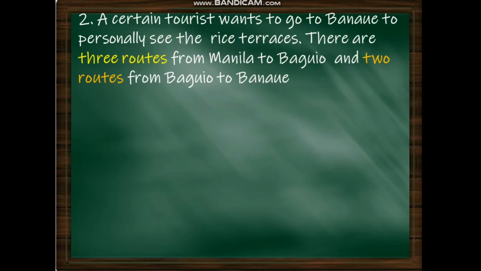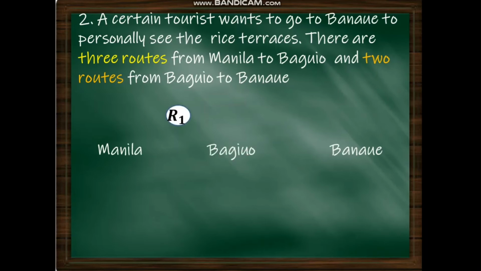A certain tourist wants to go to Banaue to personally see the rice terraces. There are 3 routes from Manila to Baguio and 2 routes from Baguio to Banaue. So in this case, meron tayong 3 lugar na involved. Bago makarating ng Banaue, dadaan ka muna ng Manila, dadaan ka ng Baguio, and going to Banaue.